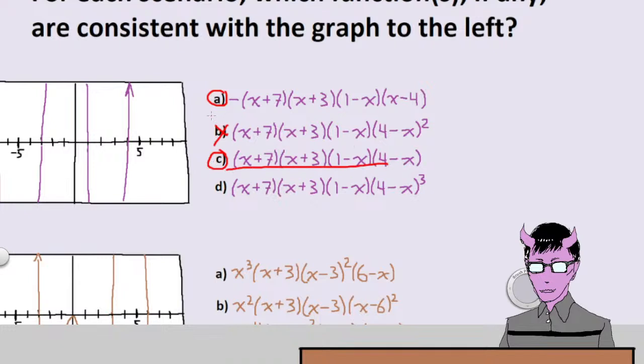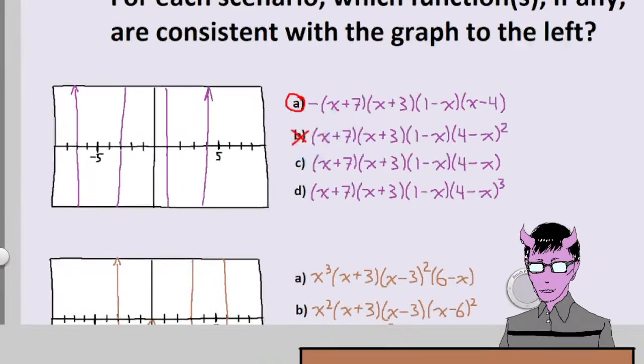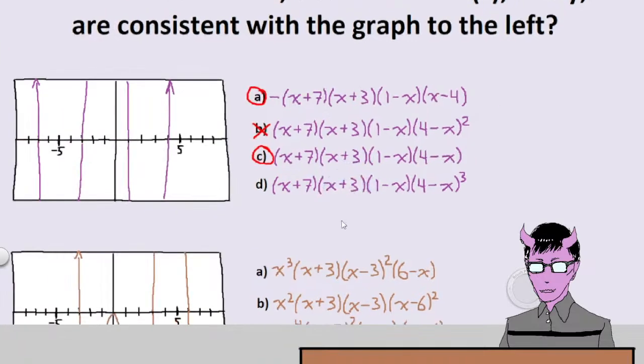In fact, C is the exact same thing as A, because if you take this negative and you distribute it to that one, you will transform this one into 4 minus x, which matches that one. Okay. So again, A is correct. A is consistent with this one. B is not consistent, and then C is consistent.